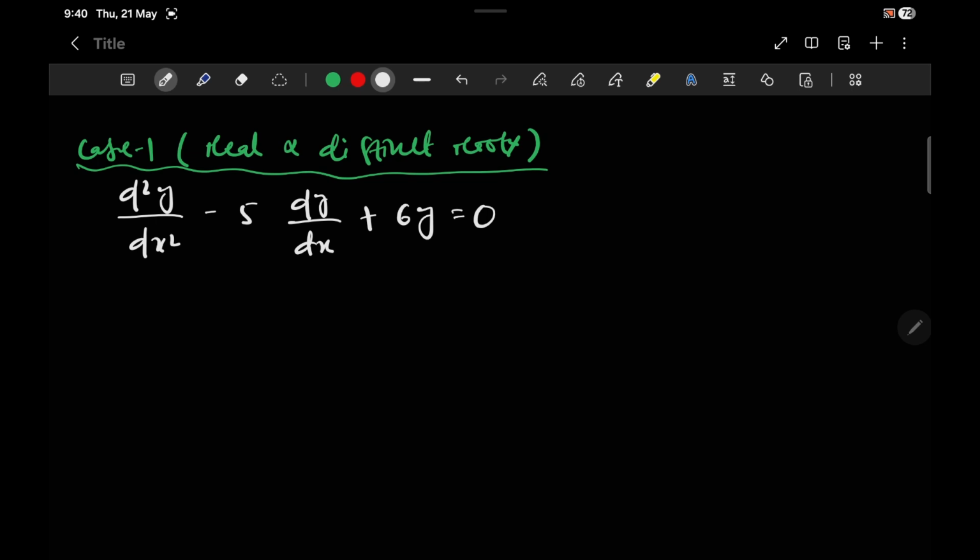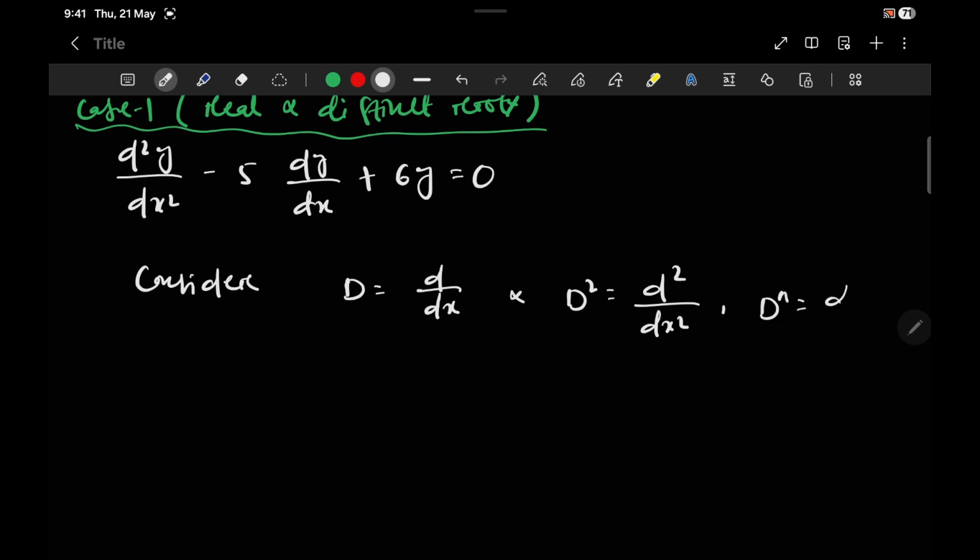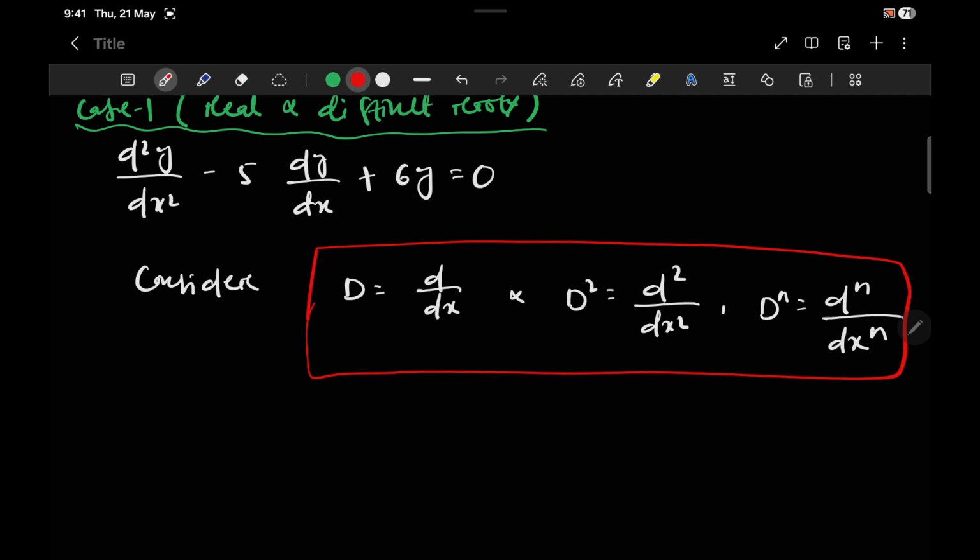We have a higher order differential equation because this has order 2. So consider D equal to d by dx, and D square equal to d square by dx square, and so on. D to the power n is equal to d to the power n divided by dx to the power n. Please understand these terms, as this understanding will make solving higher order differential equations easier and much simpler.